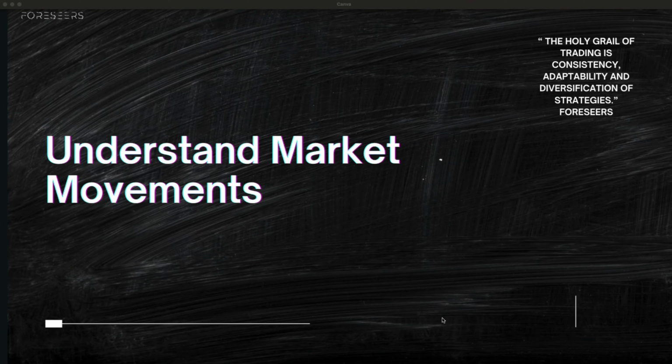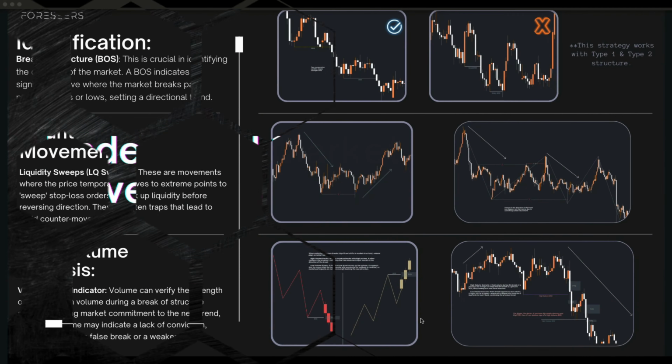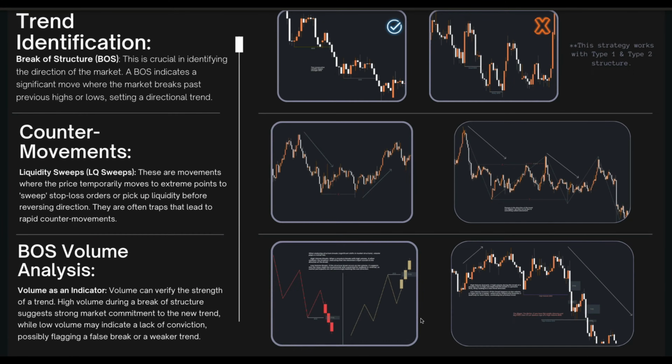Okay, so for the first topic, we have to understand market movements. Let's begin. All right, let's start off with trend identification. Breakout structure. This is crucial in identifying the direction of the market. A breakout structure indicates a significant move where the market breaks past previous highs or lows, setting a directional trend. So let me zoom in for you guys real quick.